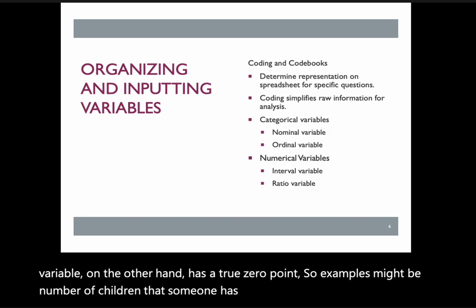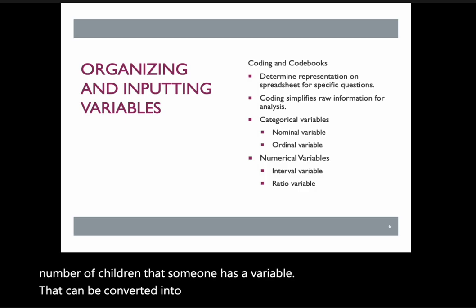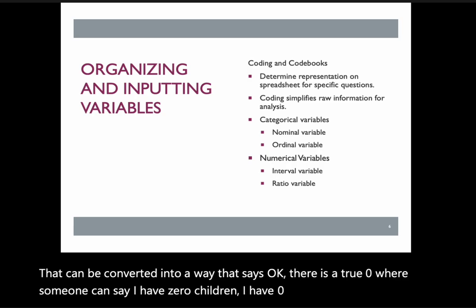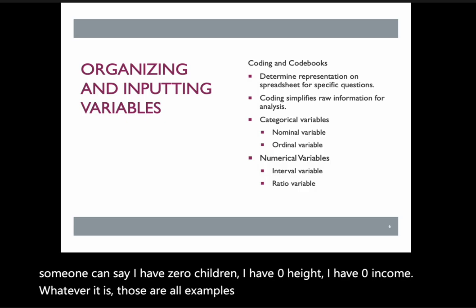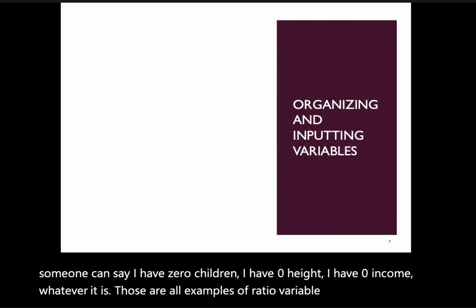A variable that can be converted into a way that says, okay, there is a true zero where someone can say, I have 0 children, I have 0 height, I have 0 income, whatever it is. Those are all examples of ratio variables.